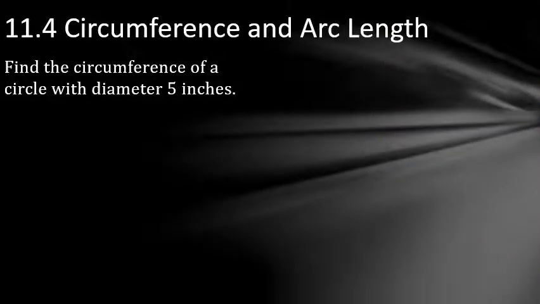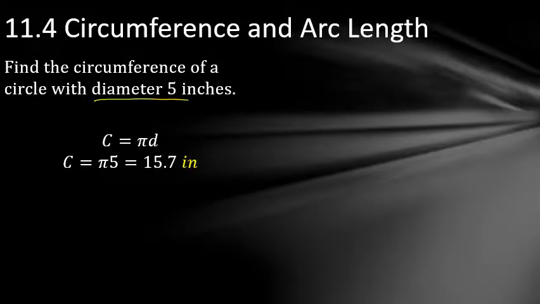Find the circumference of a circle with a diameter of 5 inches. Well, circumference is pi d. So if I put in the 5 for the diameter, it'll be pi times 5, or approximately 15.7 inches.